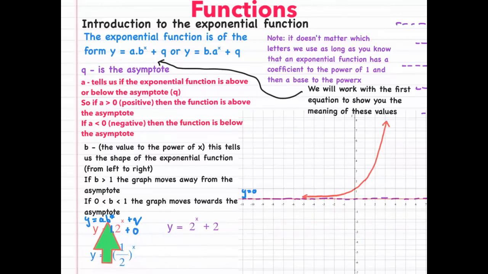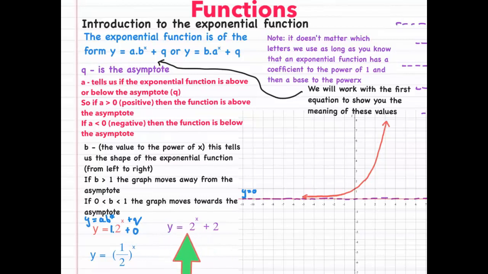Okay, how about b? If b is greater than 1. Okay, well, b is greater than 1. Can you see? It's a 2. So what do we know now? It will move away from the asymptote as we read from left to right. So it starts close to the asymptote and then it moves away from the asymptote from left to right. Okay, easy enough, right?